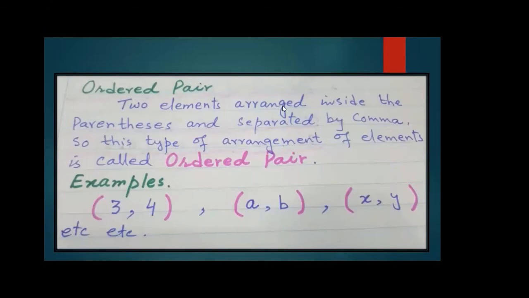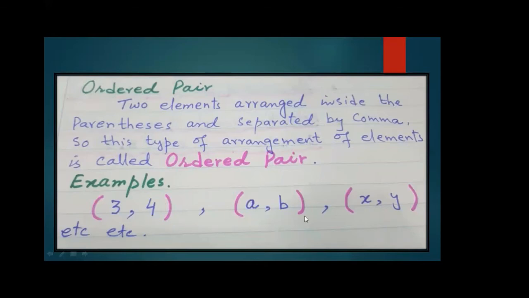Two elements arranged inside the parenthesis. This round bracket is called parenthesis. Two elements arranged inside the parenthesis and separated by a comma, this type of arrangement of elements is called an ordered pair. Here, 3 and 4 are the elements, and these elements are separated by the comma. This type of arrangement is called an ordered pair.